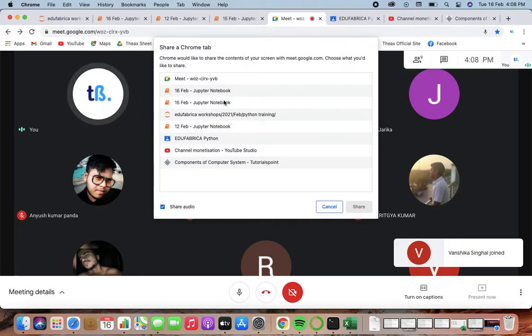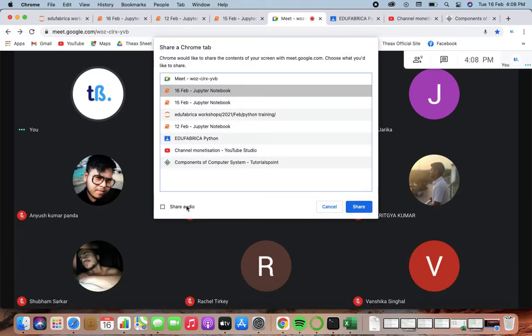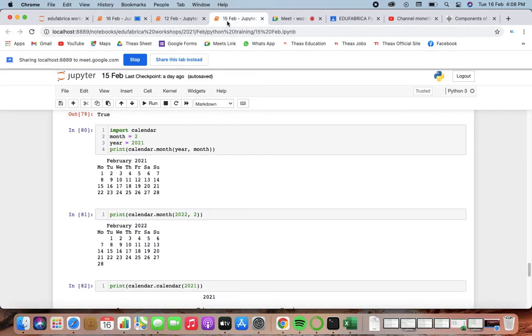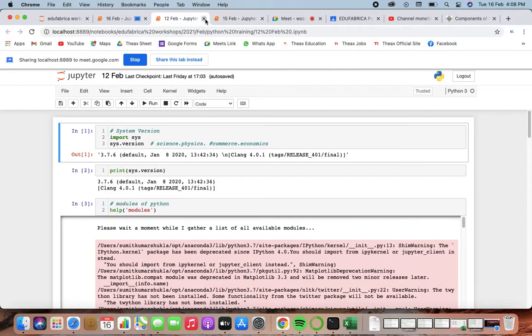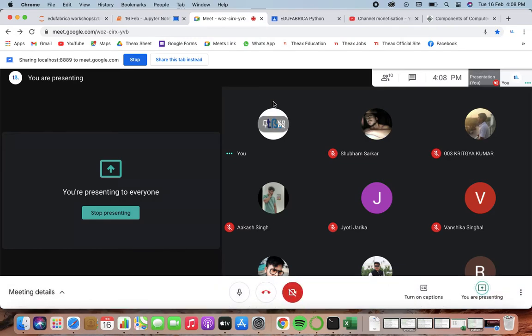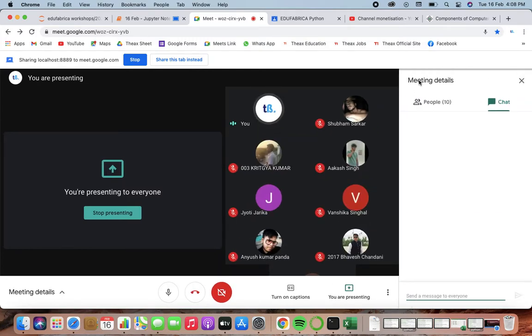Okay, so solve the question. I guess you might have solved. You have to take two inputs from the user and then compare whether they are equal or not. So the code, what you'll be writing, tell. Just speak out how you'll be making it. Anyone?